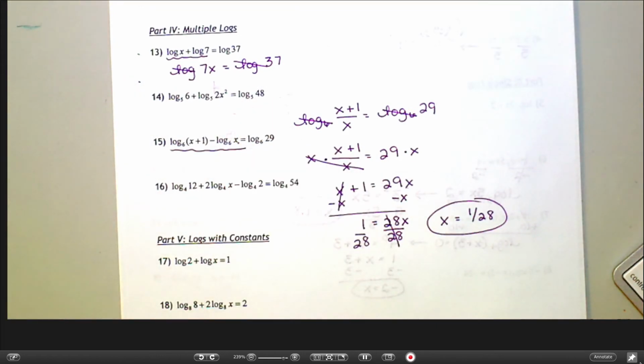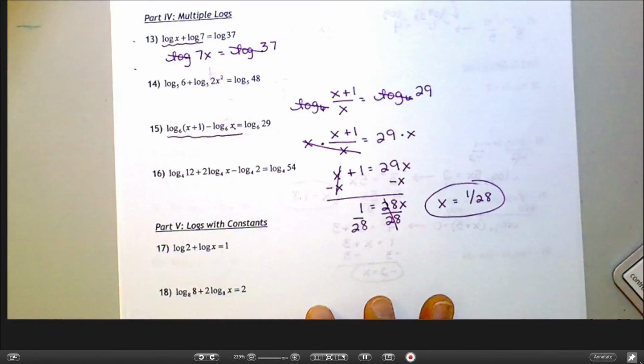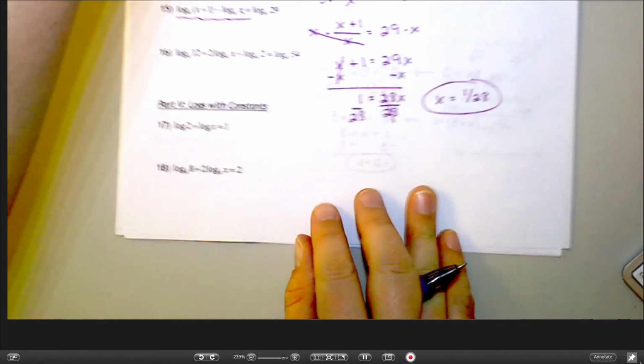One more. Anna. 17? Yeah, let's do one of those. I was hoping for one of those. 18.